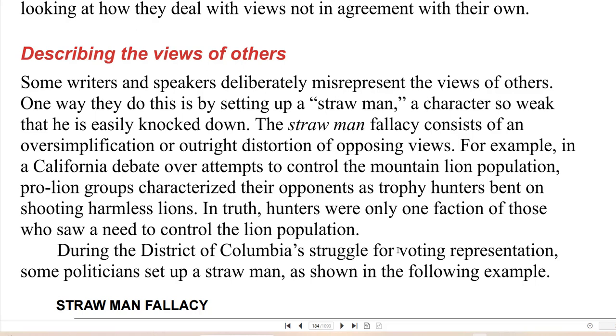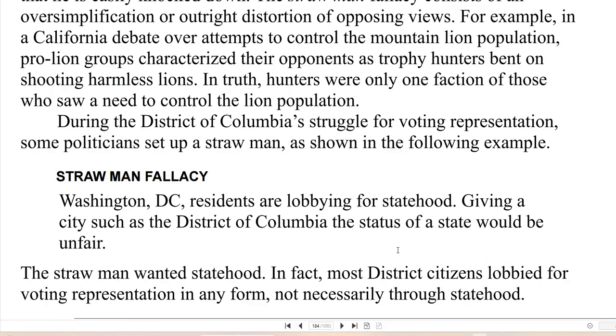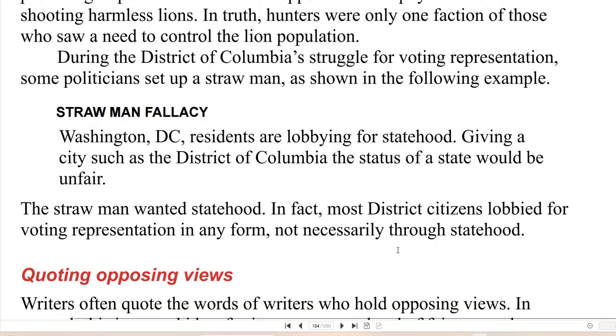During the District of Columbia's struggle for voting representation, some representatives set up a straw man, shown in the following example. Washington, D.C. residents are lobbying for statehood; giving a city such as the District of Columbia the status of a state would be unfair. The straw man wanted statehood. In fact, most district citizens lobbied for voting representation in any form, not necessarily statehood.